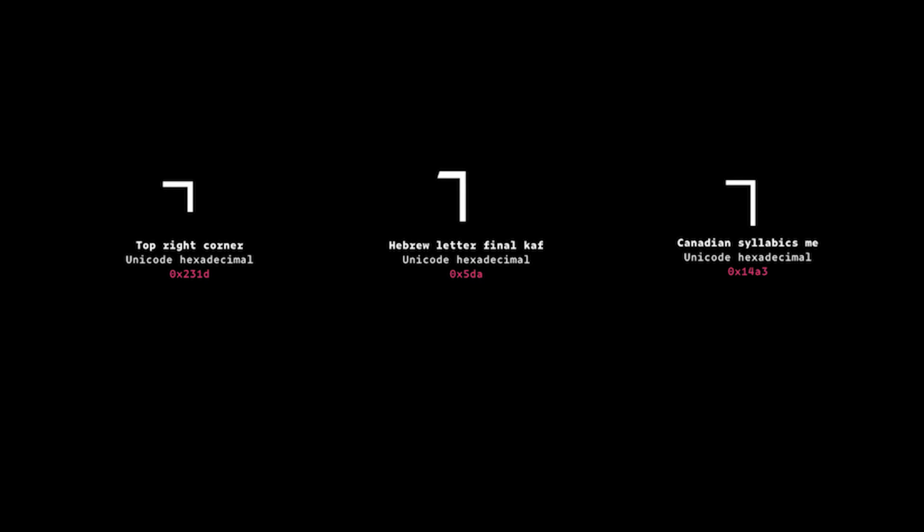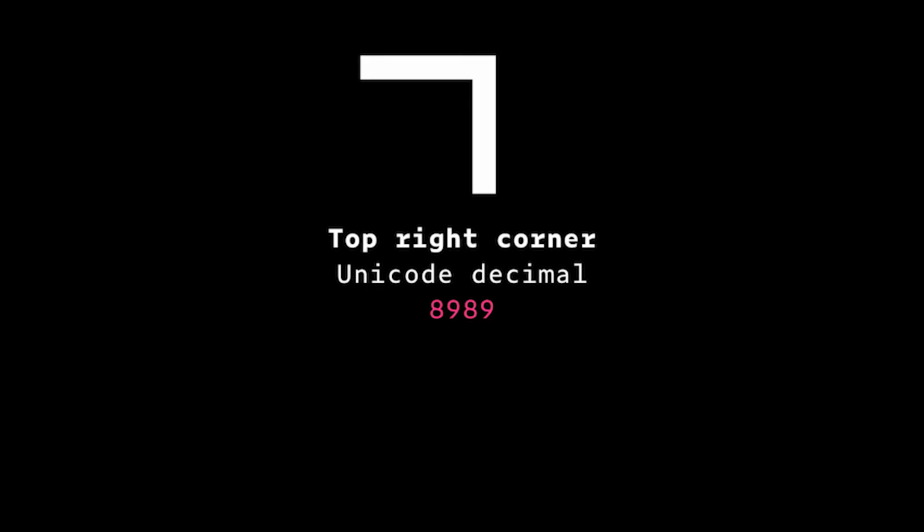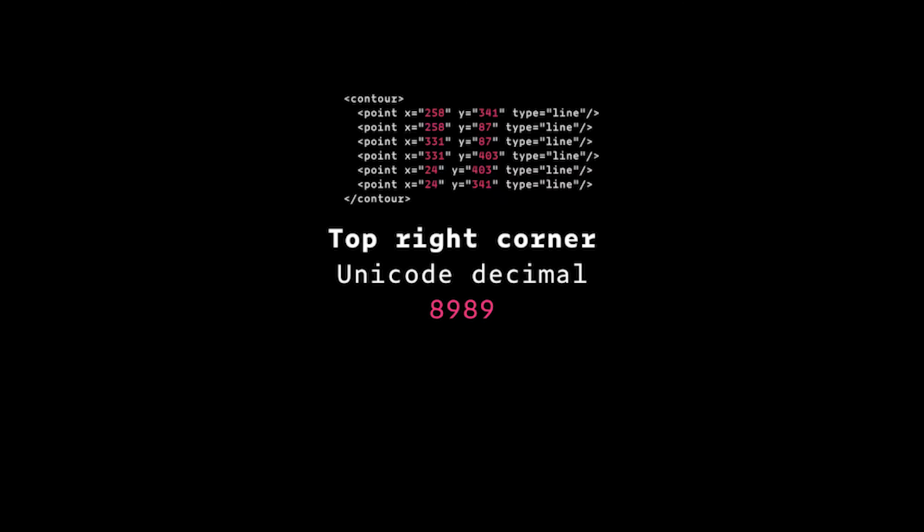And all of them, of course, have a unique Unicode point because they have a different meaning. So when we look at this one, top right corner, Unicode decimal 8,998. And we look at the shape, then of course the shape is also a form, it's a drawing, and the drawing is made with points, and the points are based on coordinates. So this form is also a series of numbers.